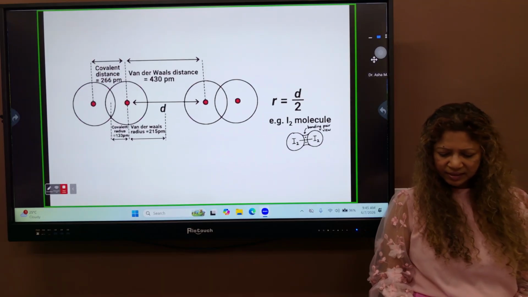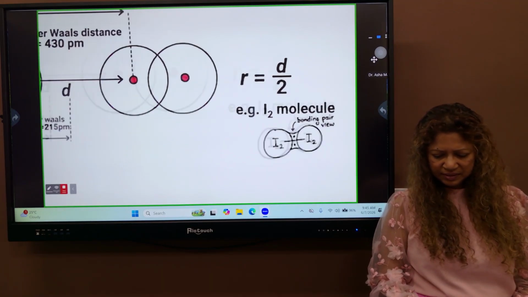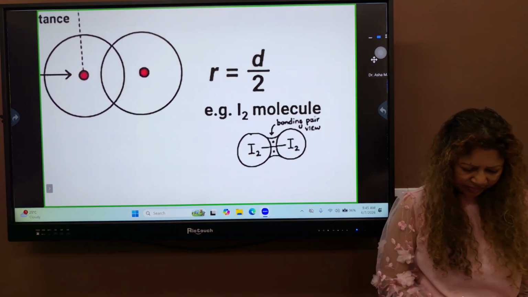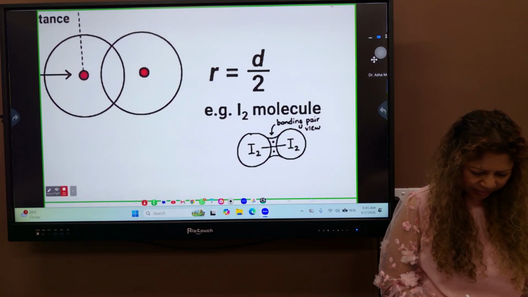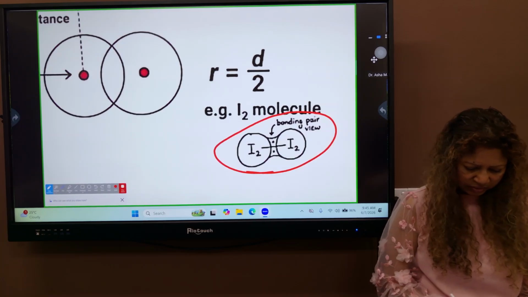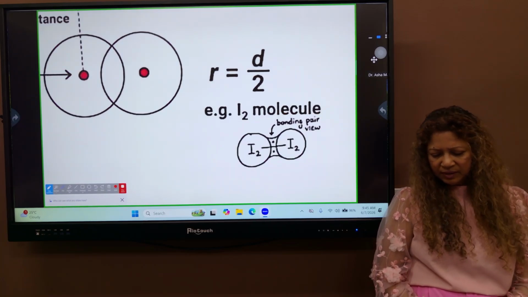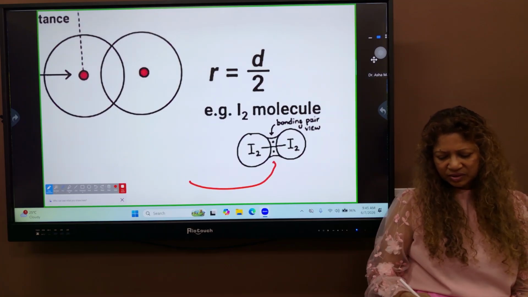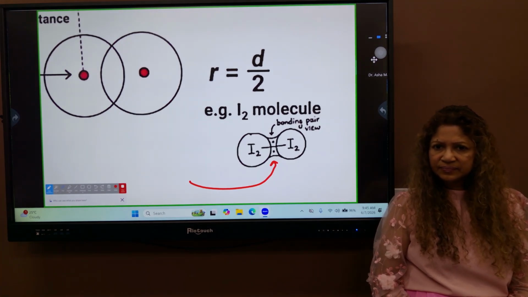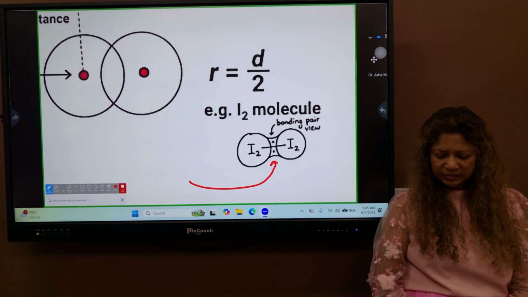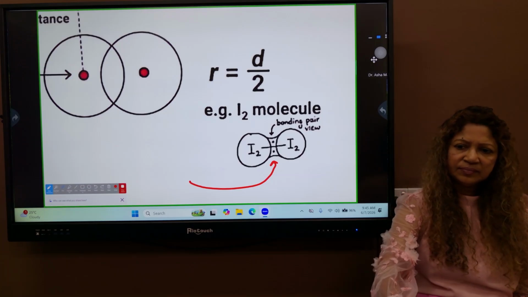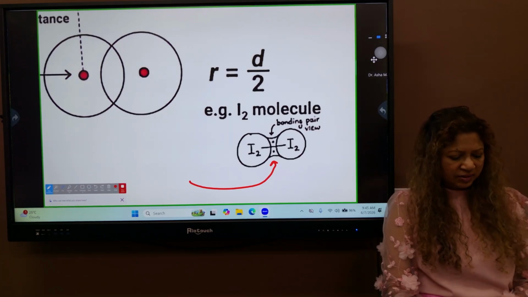You can part it up, a little part of that. Example is this I2 molecule, R equals D divided by 2. This is how the bonding pairs you can show. It's showing that 2 electrons are concentrating between 2 I2 molecules. Okay, copy this. Just a scratch is enough.